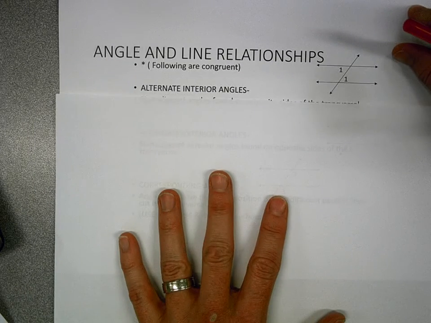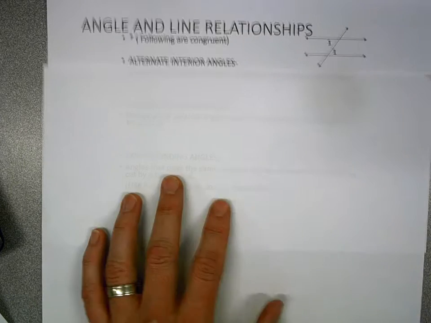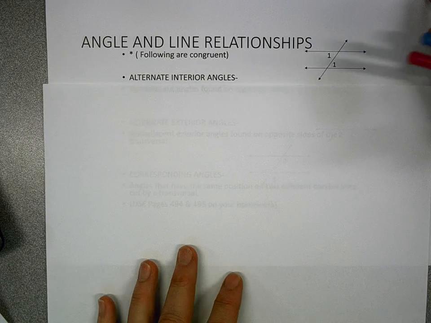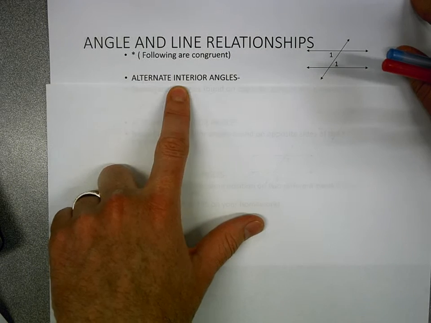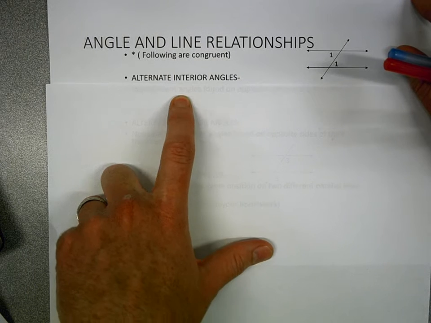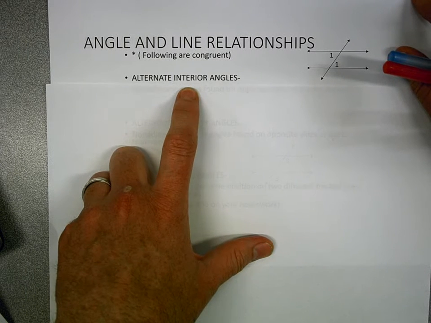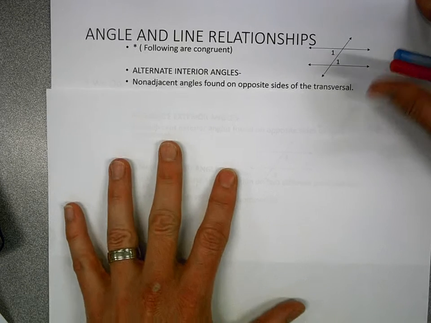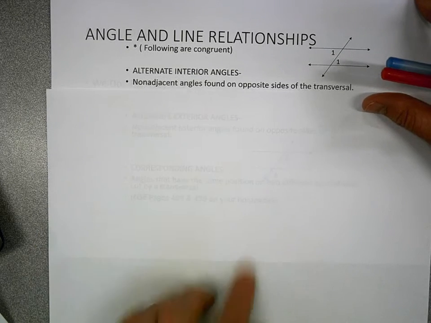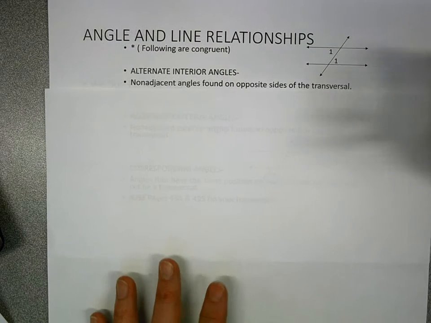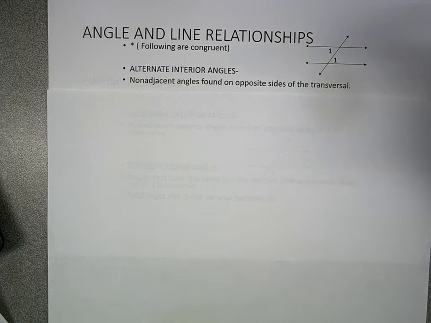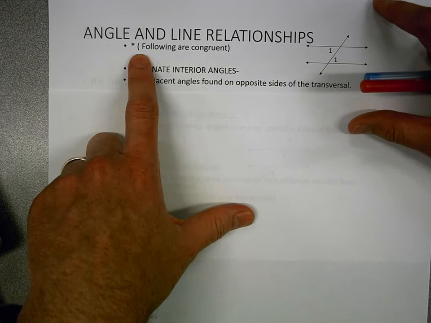All right, so there is a pair called alternate interior angles, everyone? Alternate interior angles. If you take a look, alternate interior, you can get a decent idea of interior angles inside. Alternate, all right? So here's what this is. These are non-adjacent angles found on opposite sides of the transversal, okay? So there they are. Now, what you see is it shows the following are congruent.